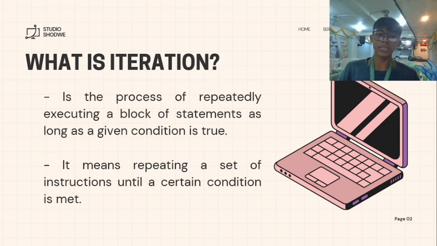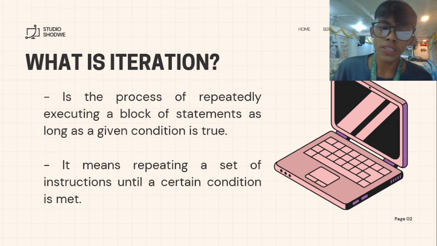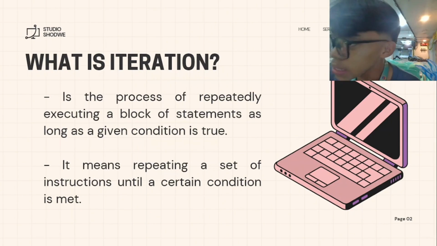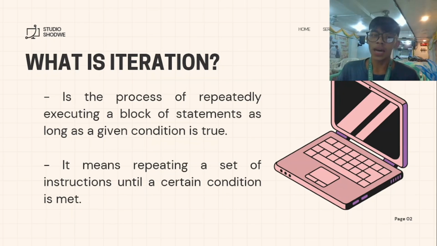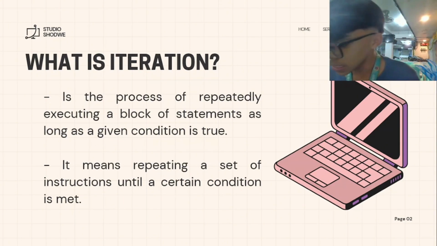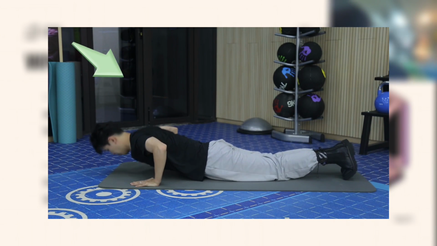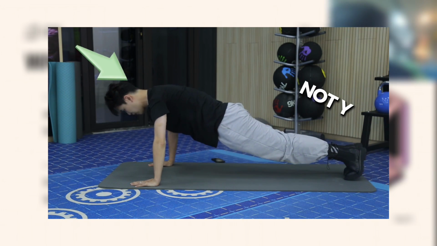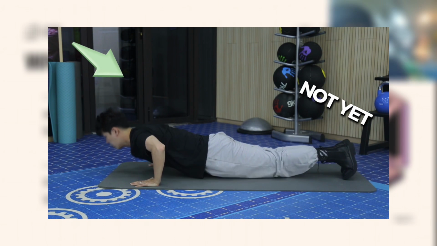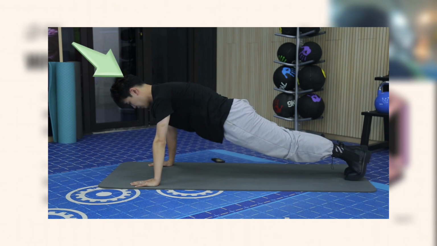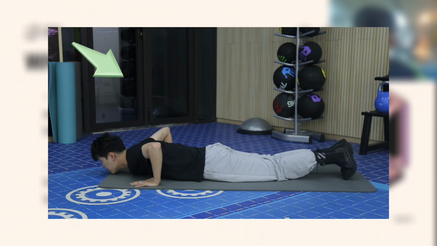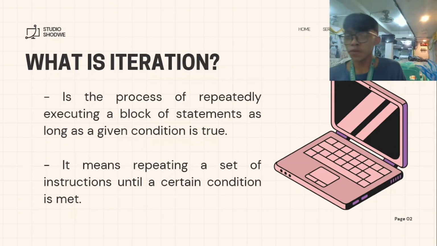Let's define first what iteration is. Iteration is the process of repeatedly executing a block of statements as long as a given condition is true. It means repeating a set of instructions until a certain condition is met. Imagine you're doing push-ups, you keep repeating them while your body says not yet. That's basically a loop. You repeat the action while the condition is true. So in programming, instead of push-ups, we repeat lines of code until a condition changes.